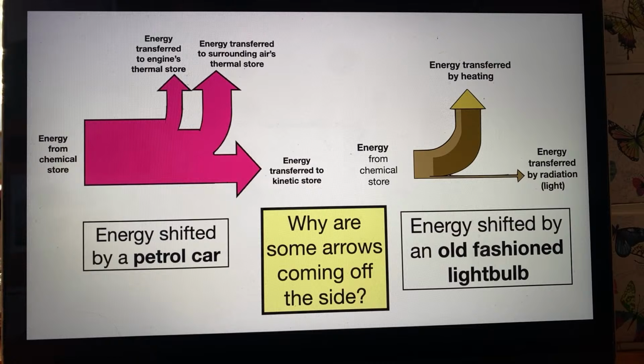Like I say, if you are lucky enough to have to draw a Sankey diagram, like for an IGCSE physics exam, there's a few rules that you have to obey to get the mark. I mean, they're not that complicated. I wonder if you can spot some of them. For example, why are some arrows coming off the side in these Sankey diagrams? Each Sankey diagram's got one arrow goes straight ahead and some arrows coming off the side. Should I just stop talking so you can actually think?